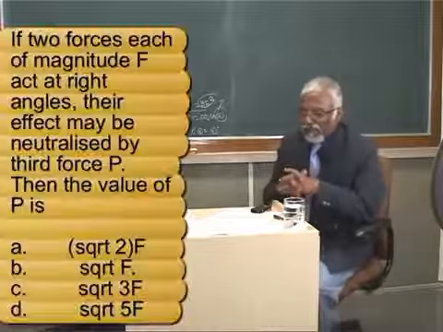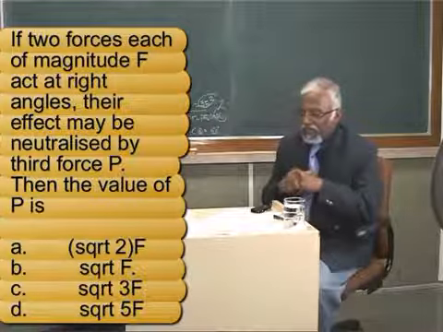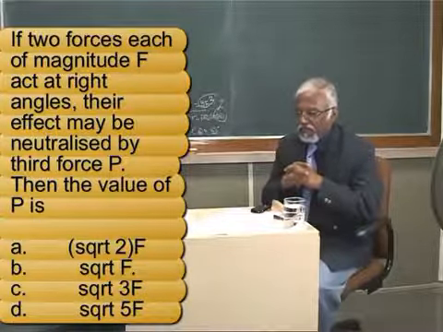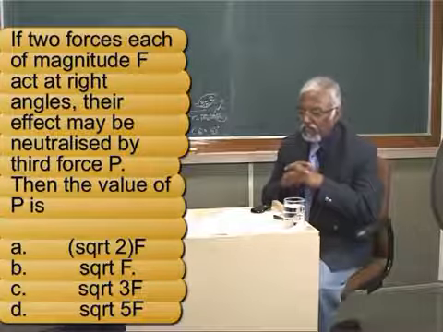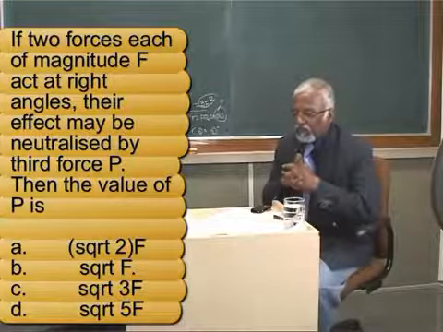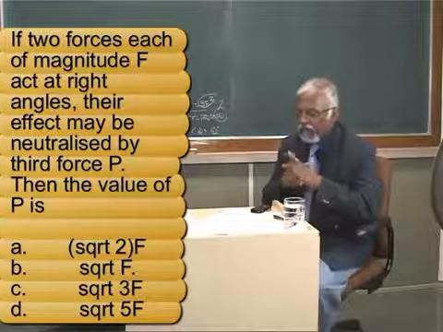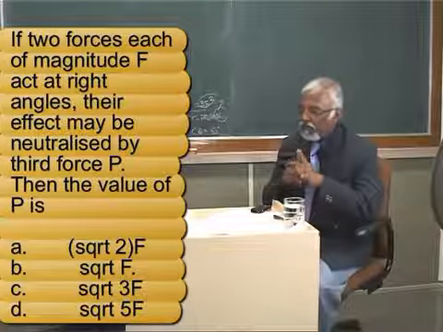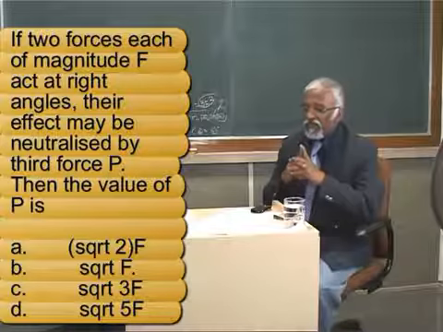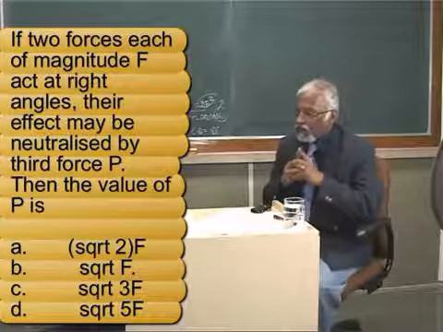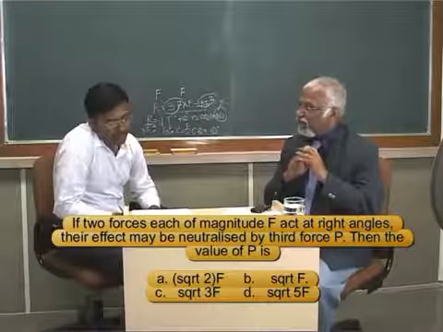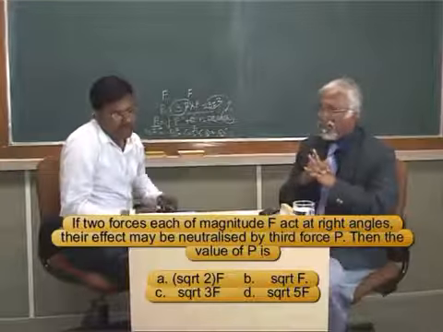If two forces, each of magnitude F, act at right angles, their effect may be neutralized by a third force P. The value of P is: the first option, square root of 2 F; square root of F; square root of 3 F; or square root of 5 F. The time has already started. You have already spent 30 seconds.